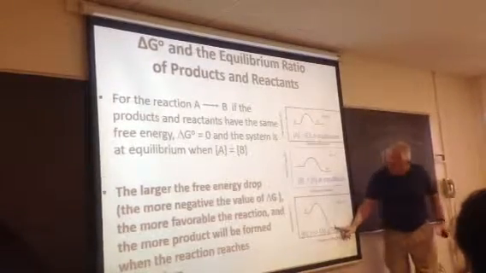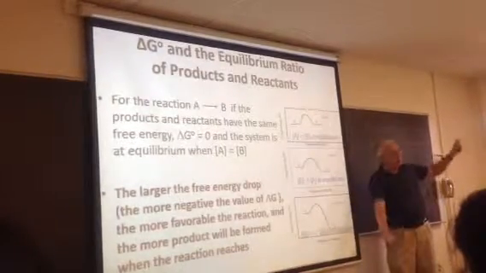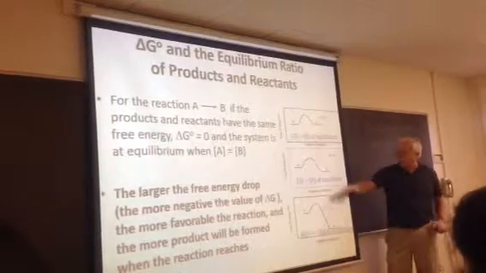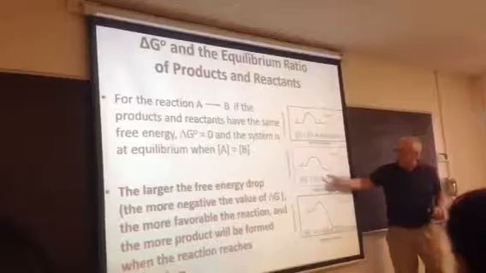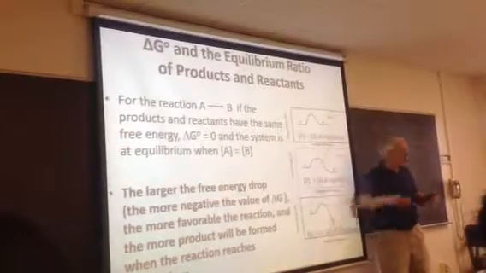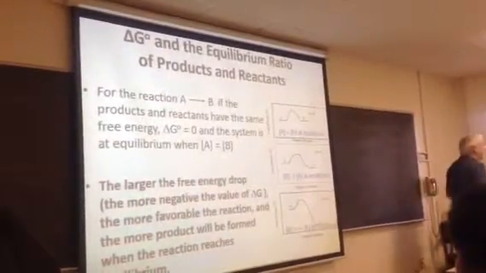If it's way lower energy, then you're going to have way more B than A at equilibrium. So the bigger the drop in energy, the higher the equilibrium constant. That is, the more product at equilibrium.